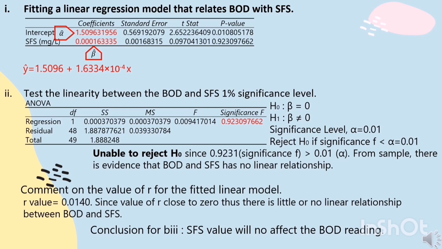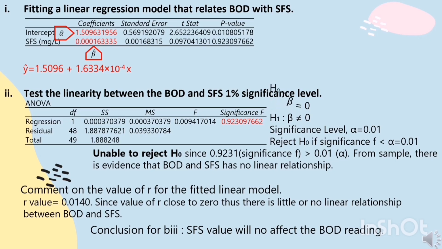For question B32, the question asks to test the linearity between BOD and SFS at the 1% significance level. To test the linearity, we need to proceed with hypothesis testing. We set H0 as beta equals 0 and H1 as beta not equal to 0. We will reject H0 if significance F is smaller than alpha. The conclusion is that we are unable to reject H0 since significance F is greater than alpha. From the sample, we can conclude that BOD and SFS have no linear relationship.